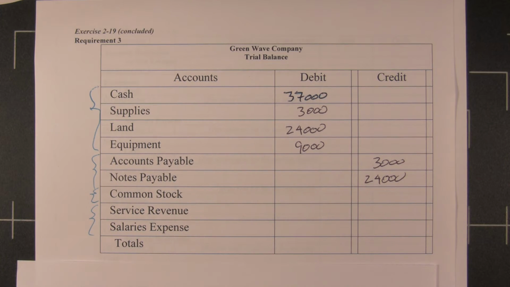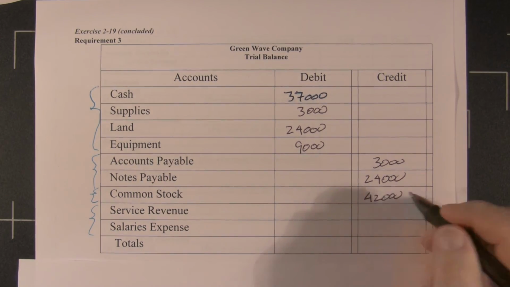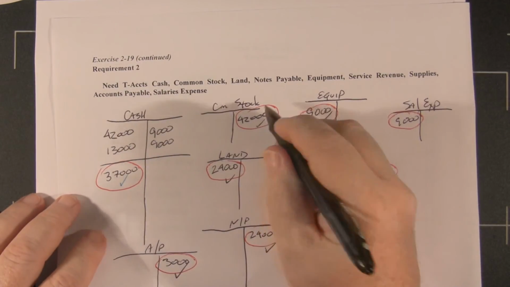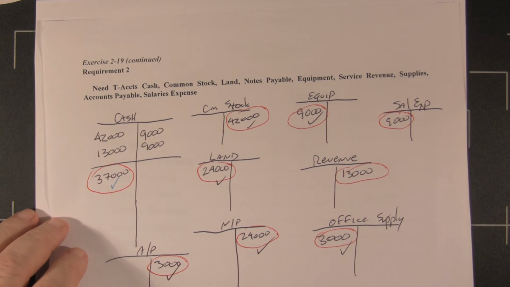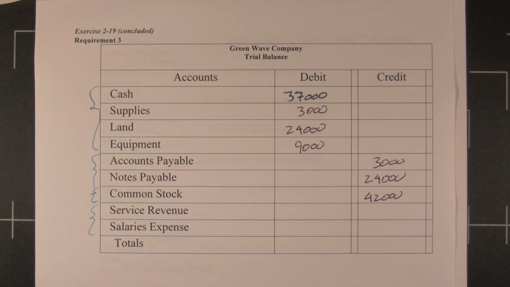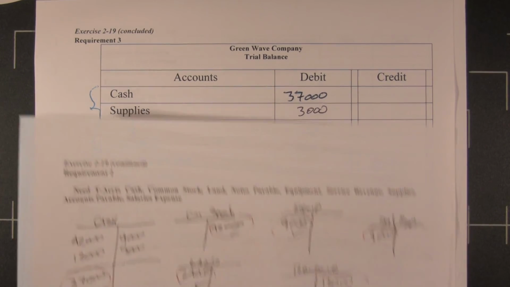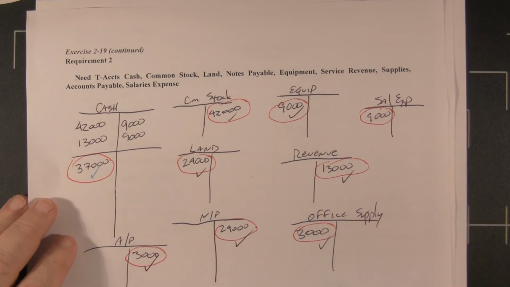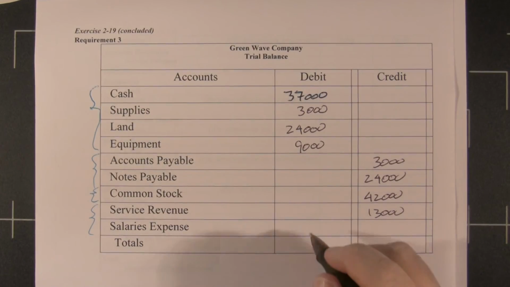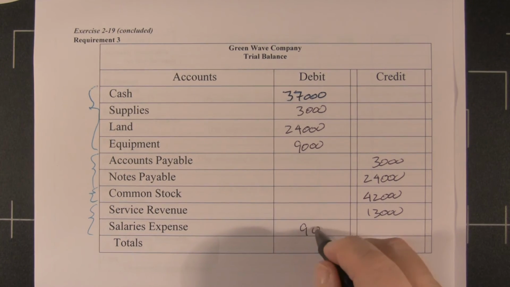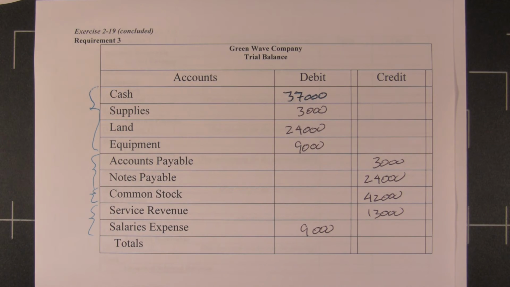Then we have common stock of $42,000. And I would check them off as I go through. And then I have service revenue of $13,000. And I only have one expense, salaries expense of $9,000. And that's a trial balance.